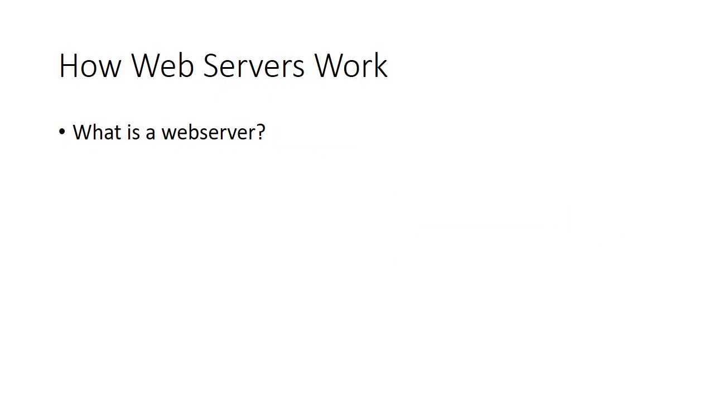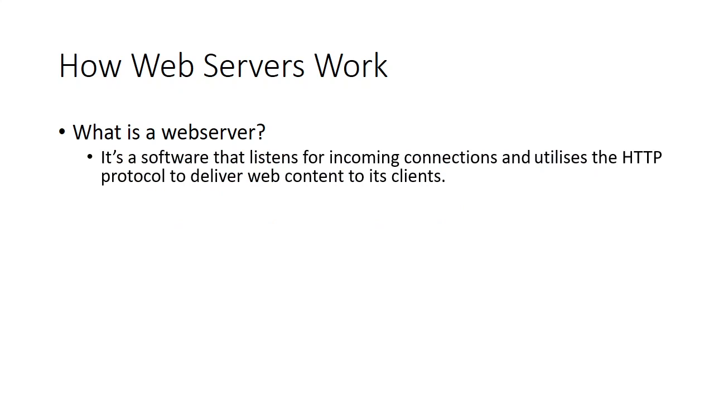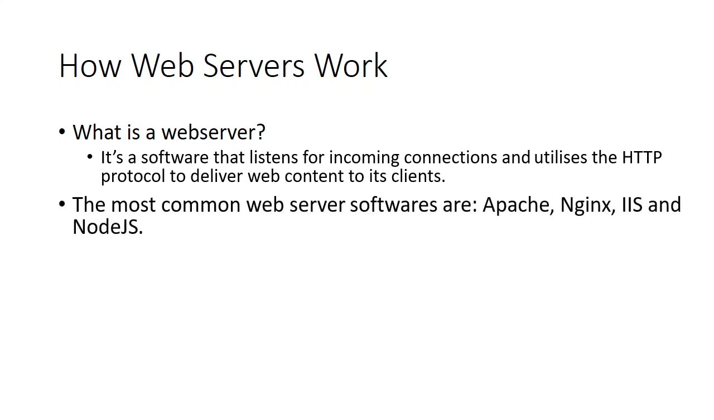So how do web servers work? And what is a web server? We've been talking about web servers since earlier. In fact, a web server is software that listens for incoming connections and then utilizes the HTTP protocol to deliver web content to its client. The most common web server software are Apache, Nginx, IIS, and Node.js. A web server delivers files from what's called its root directory, which is defined in the software settings.